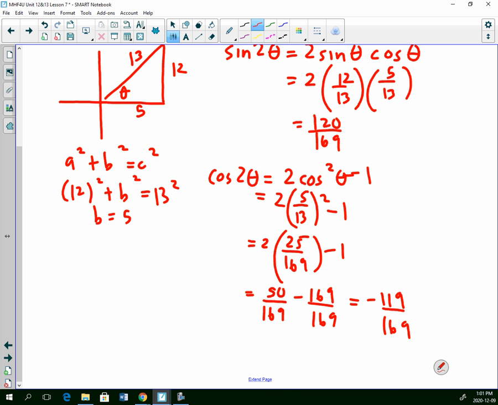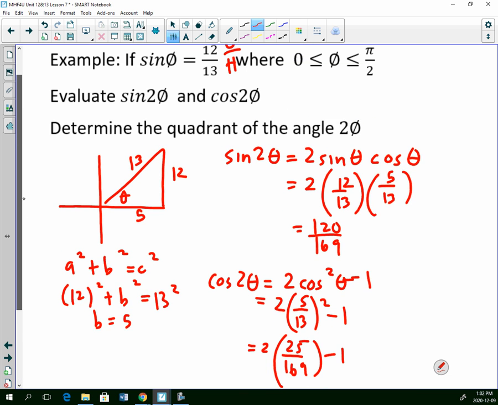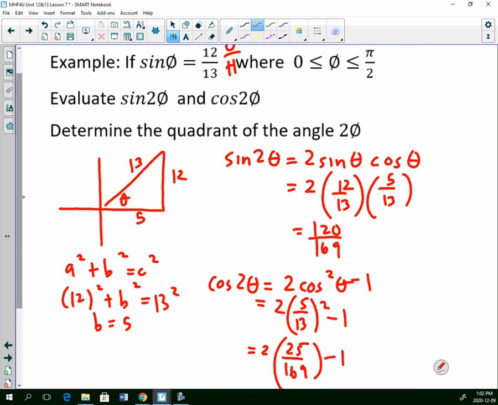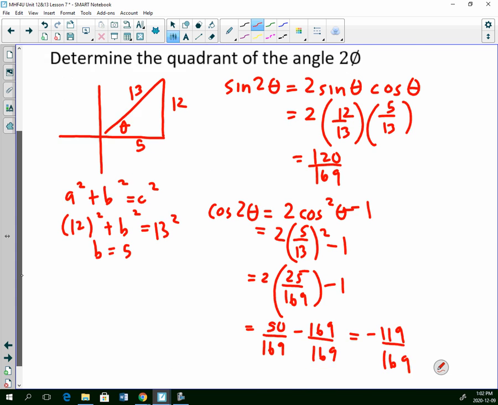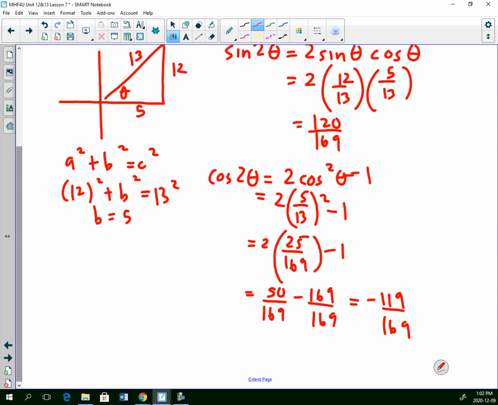Okay, so the other part of the question, which we did not do in the previous question, was determine the quadrant of the double angle. I know that the single angle is in quadrant 1, right? It said theta was in quadrant 1. But it didn't tell me which quadrant the double angle is. Okay, because remember the double angle, it's compressed, right? The graph that's sine theta is now compressed by a half. So I have to figure out what quadrant the double angle is in.